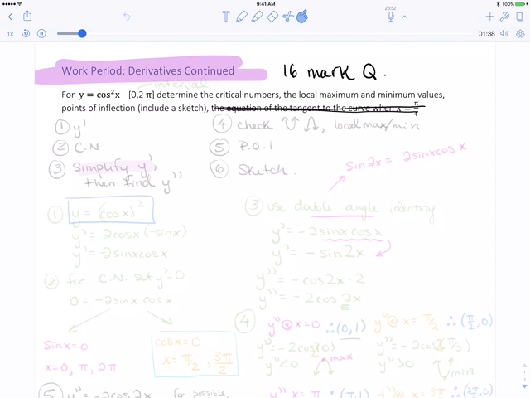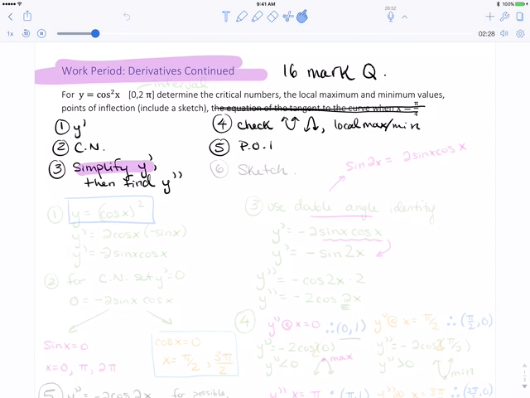Before we start, we're just going to go through the steps that we would do. So in a regular 16-mark question, the first thing I do, I find y prime. This should be a bit of recall for us. The second thing I do is I'm going to find my critical numbers. The third thing, I'm going to simplify, and this is where it's a little bit different, my y prime, and then find my y double prime. Step 4, we are going to check the concavity to find if it's a local max or a local min at that point. The last step, we're going to do our POIs, same as usual, and the 6th step, we're going to sketch.